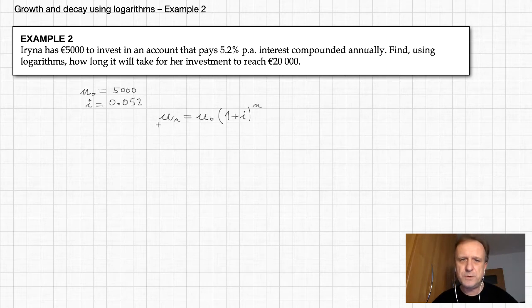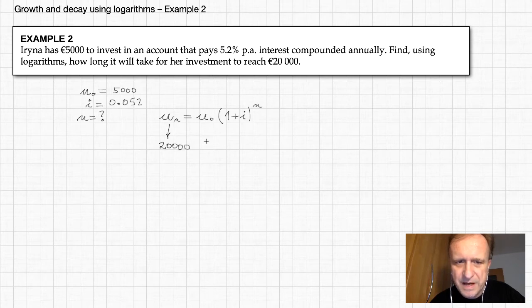So this is not a continual interest, this is the interest compounded annually, so it's pretty easy. What you need to do is to establish the value of n, the number of years Irina has to wait until her investment reaches 20,000 euros. So what I need to do is to realize that u sub n is 20,000. So this is what I want, 20,000, and this is equal to 5,000, which is the initial amount, times, and now we have 1 plus I, which is 1.052 to the power of n.